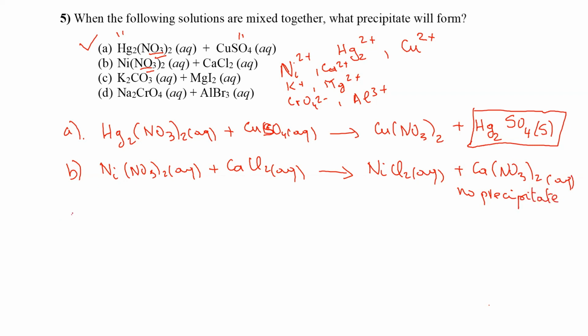For C, we have potassium carbonate. So anything with potassium is soluble, plus magnesium iodide. We know that for iodide, the ones that are not soluble are with the 3 ions: silver, mercury 1, and lead-2. So this one is soluble. When we trade ions, potassium will go to iodide, and anything with potassium will be soluble.